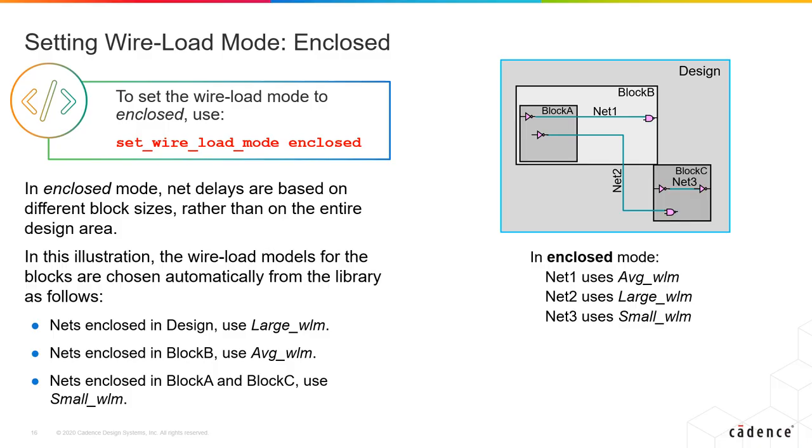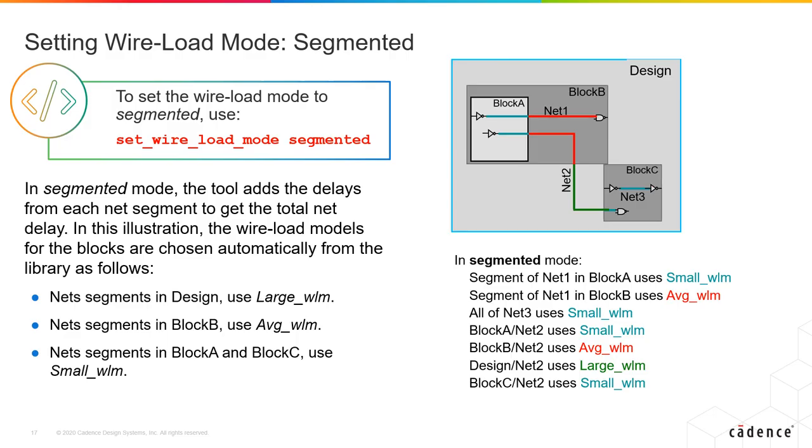In the segmented wire load mode, the tool breaks down the entire design net into small chunks. Depending on what encloses that particular chunk of the net, that model is what is used for that particular piece of the net. If you look at the bottom right, the segmented mode shows the different segments of the net and what wire load models are used.